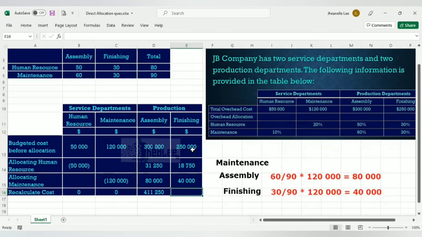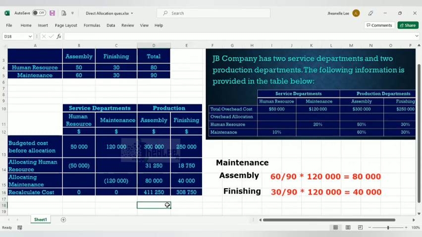For the finishing, we're now going to total the cost for that department. We have 250,000 coming from the budgeted costs. We have 18,750, which springs from the human resource service department. And we have 40,000, which came from the maintenance service department. That now gives us a total of $308,750.